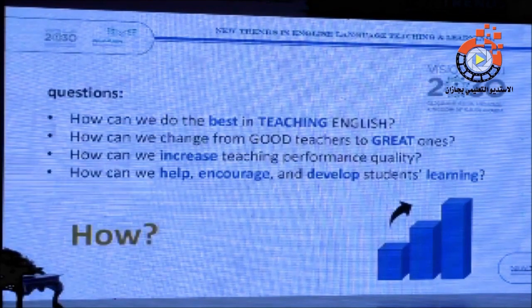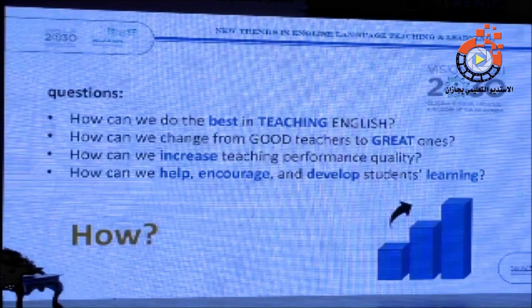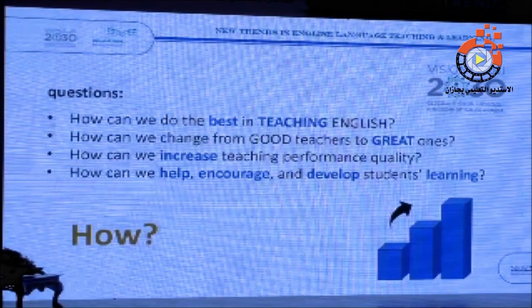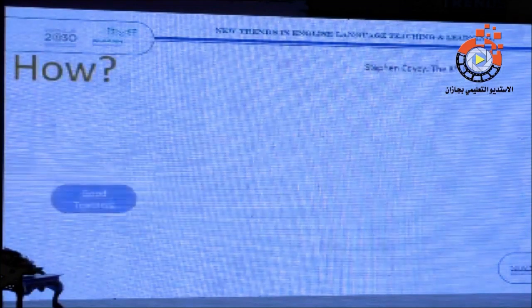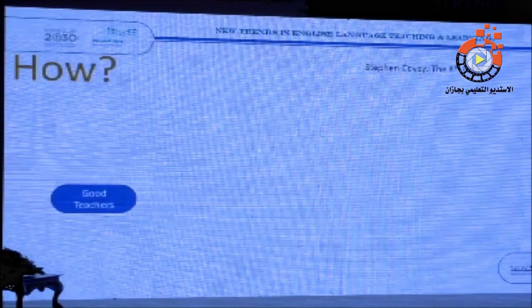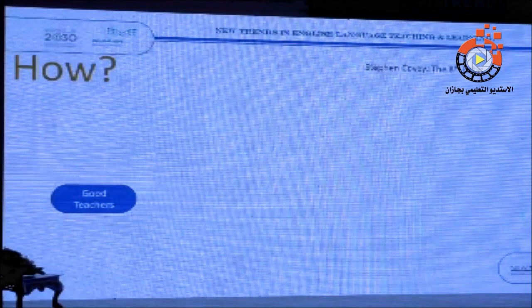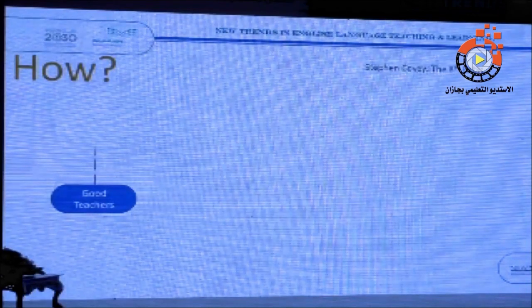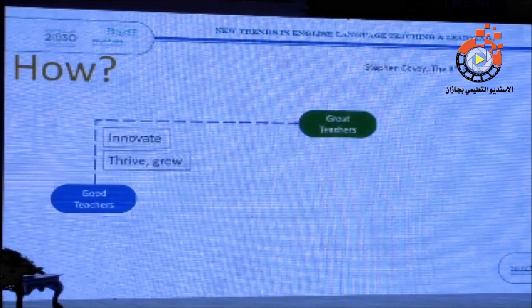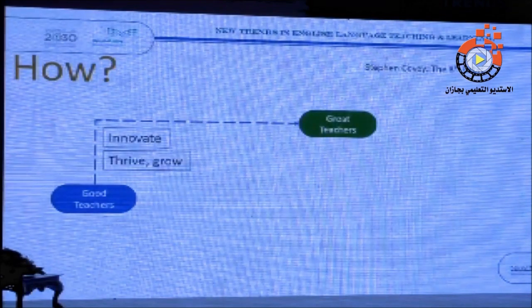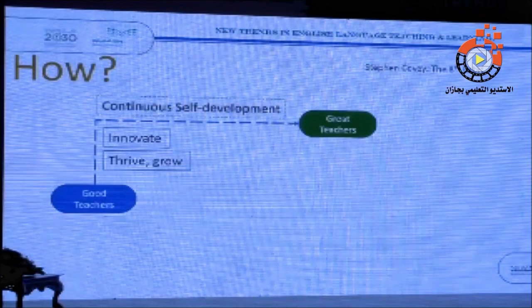And how can we reach the great stage of teaching? How can we reach the good quality of performance? I can tell you that Mr. Stephen Covey said, if you want to change from good to great, you need to thrive, you need to do your best.